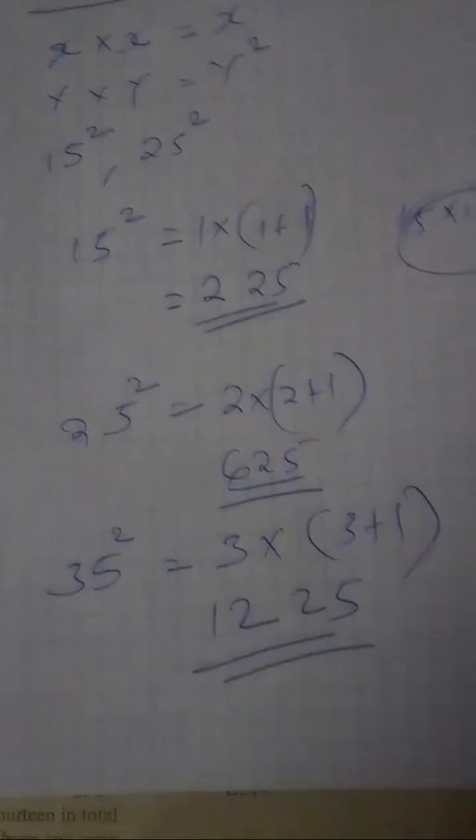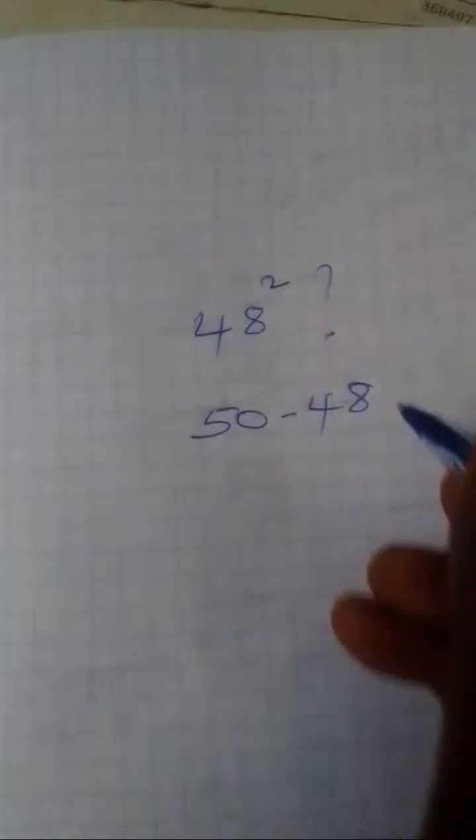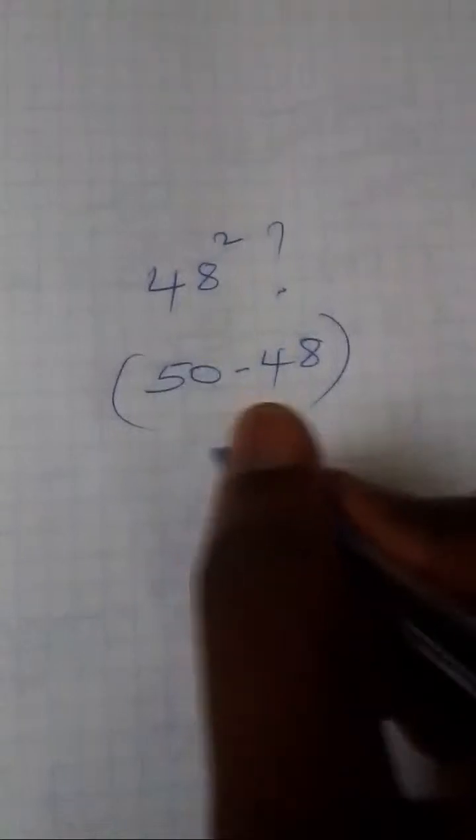Now, let's pick 48. If I want to work out the square of 48, like this 48 squared, how will I work out this? Do you expect me to multiply 48 times 48? Apparently no. This one you cannot multiply 48 by 48. So what you're going to do is this. You're going to take 50, that is the bigger number, minus 48. So when you subtract 48 from 50, what shall we have? We shall get the answer as 2.